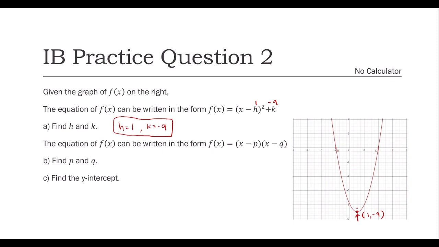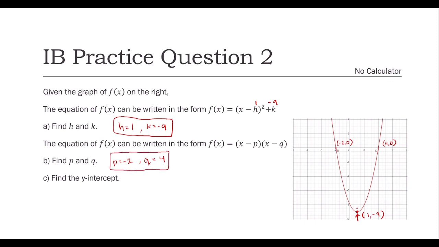Now it says the equation of f of x can be written in the form of f of x equals x minus p times x minus q. So our p and q values are going to come from our x-intercepts. So we have an x-intercept at -2, 0, and 4, 0. So p will equal -2, and q will equal 4. And you could swap that around because it's just being multiplied by each other. But your p and q values will be -2 and 4.